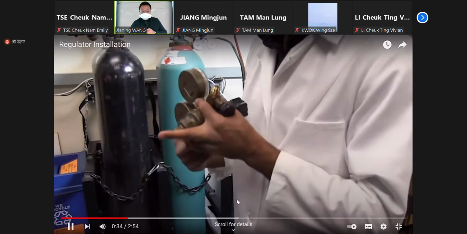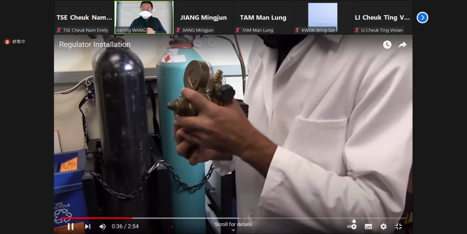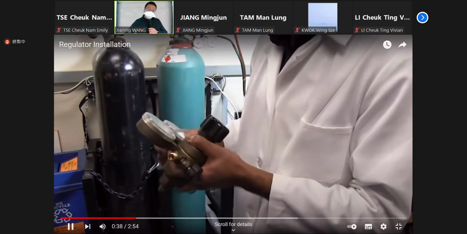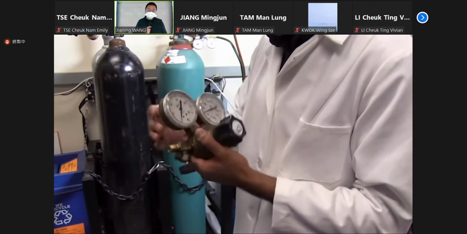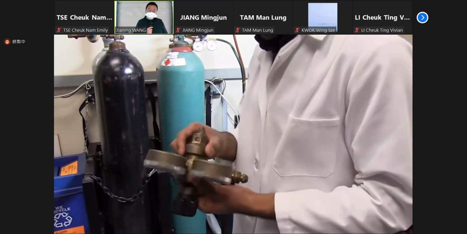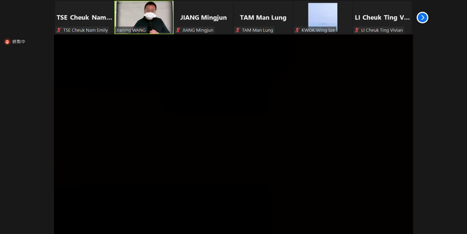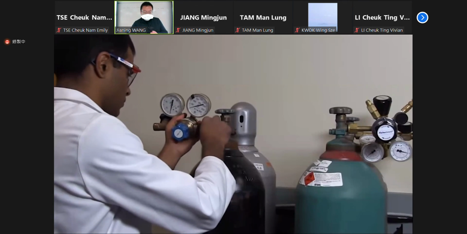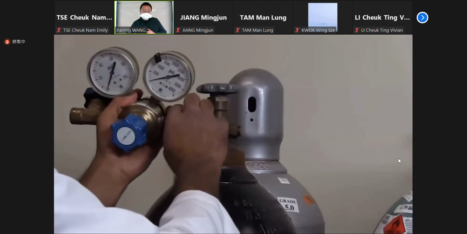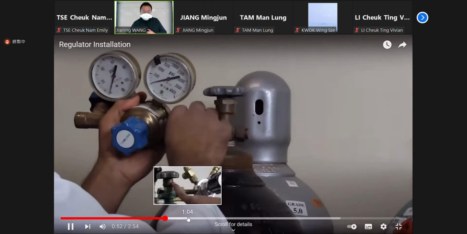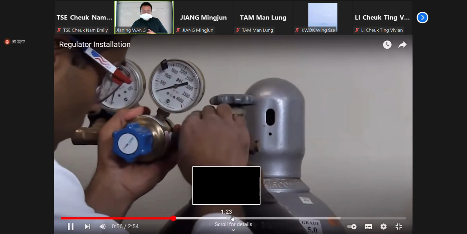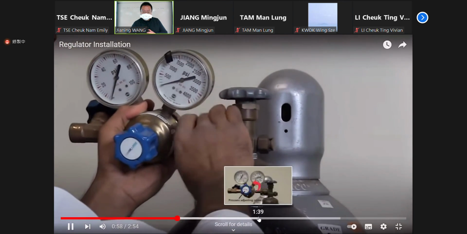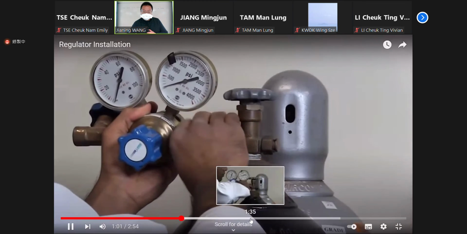Inspect the regulator and gauges for damage and debris. Look for defects that may allow a leak at the connections. Do not connect parts that appear to be damaged. Remove any debris with a clean, dry cloth. Attach the regulator to the cylinder valve outlet. Never force the connection. If the inlet of the regulator does not fit the valve outlet easily, it may indicate the regulator is not intended for use with that gas.